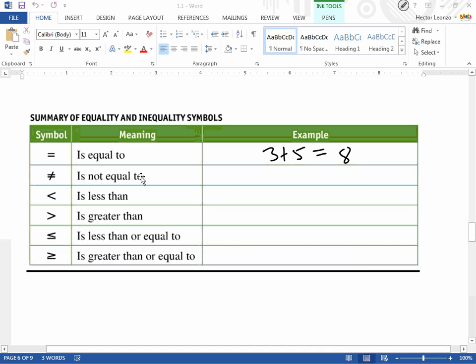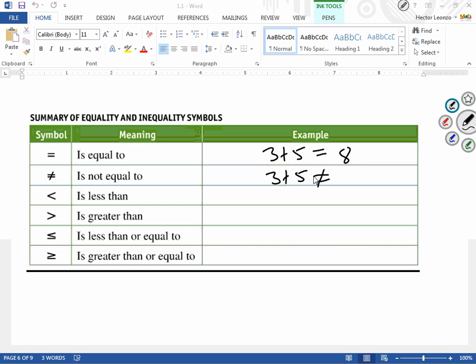Now, when we cross the equal sign, we mean not equal to. As an example, 3 plus 5 is not equal to 7. Now, the sides are different, so we're going to say that is not equal to. Now, the inequality signs kind of give us a little bit of trouble sometimes.